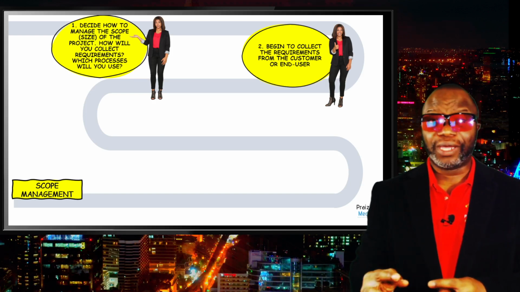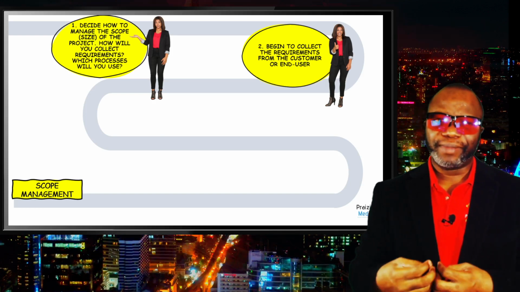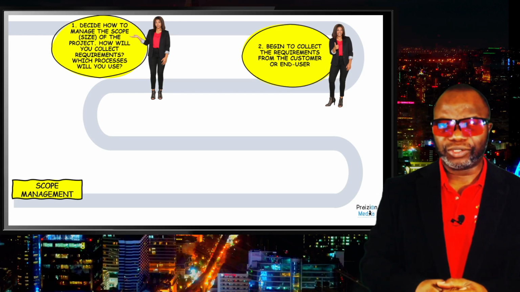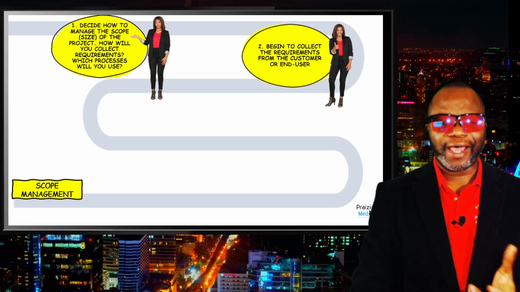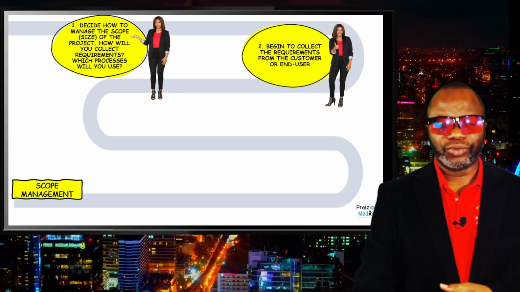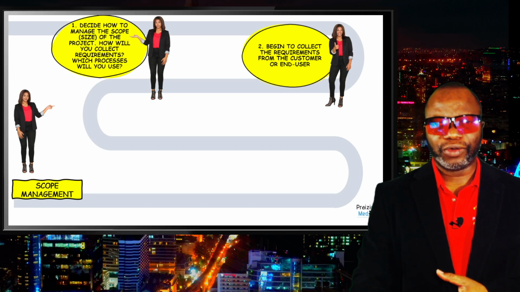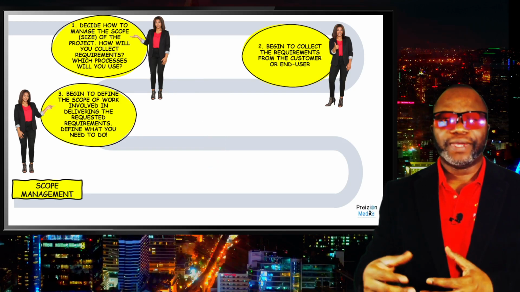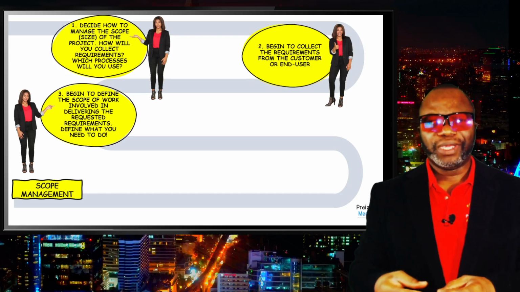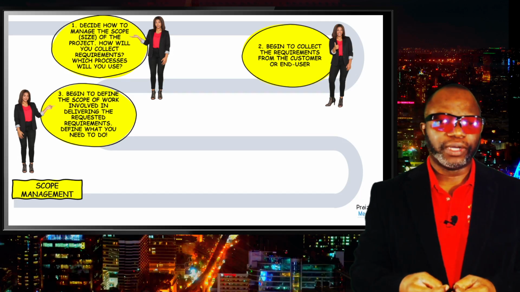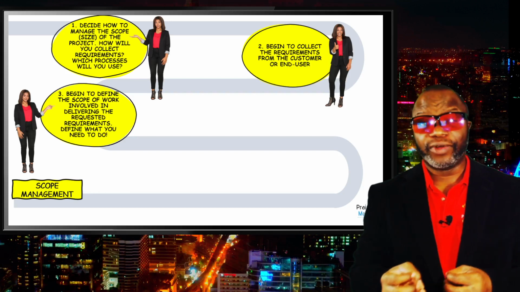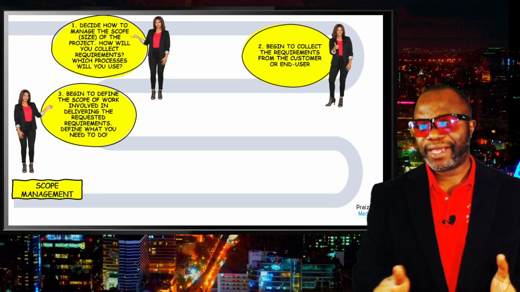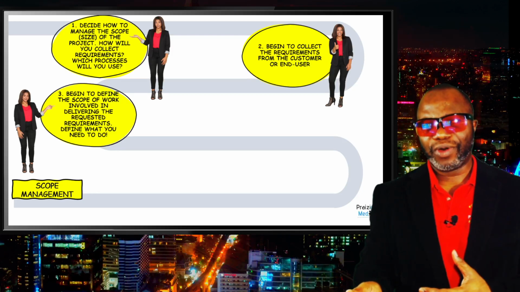So in scope, we collect requirements. We put them into a requirements traceability matrix or other requirements documentation, and that allows us to proceed to the next stage in scope. And this is called define scope. So in define scope, we begin to define the scope of work involved in delivering the requested requirements. Make sense? You cannot understand scope if you don't have requirements.